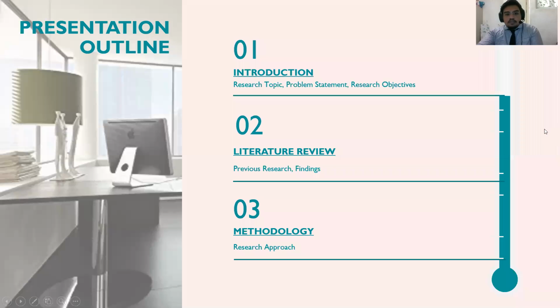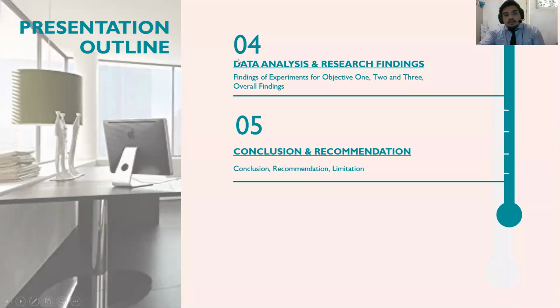In this presentation, there are 5 sections to be discussed, which are introduction, which includes research topic, problem statement, and research objective. Next is the literature review, which includes the previous research and findings. Next is the methodology section, which includes the research approach. Next is the data analysis and research findings for experiment of objective 1, 2, and 3, and the overall findings. And last part is the conclusion and recommendations, which include conclusion, recommendation, and communication.